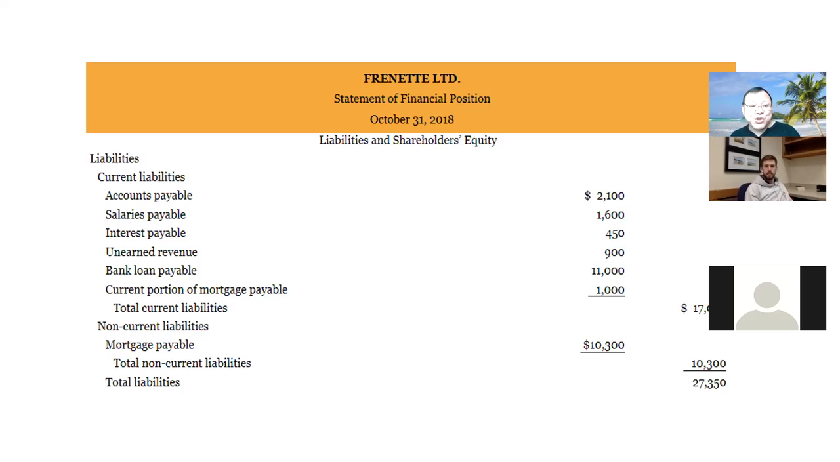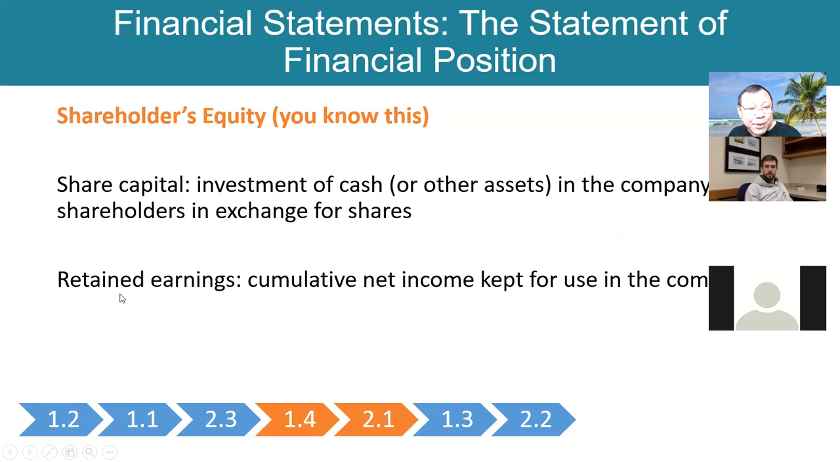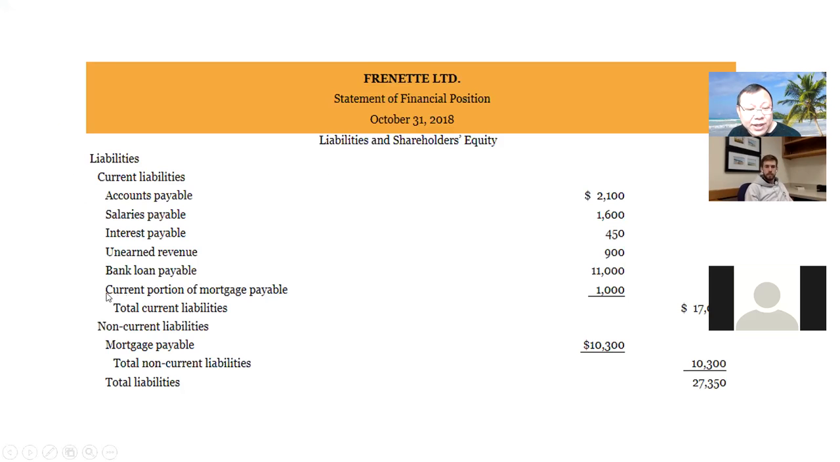Make sure if you take a look at this example, you can see the current portion of mortgage payable, 1,000. That's the liability within the next 12 months. That's classified under current liability.